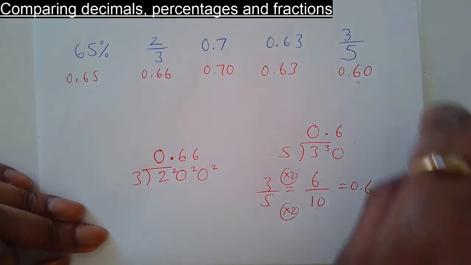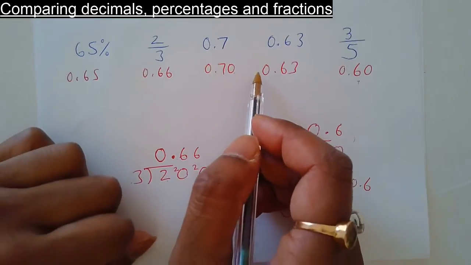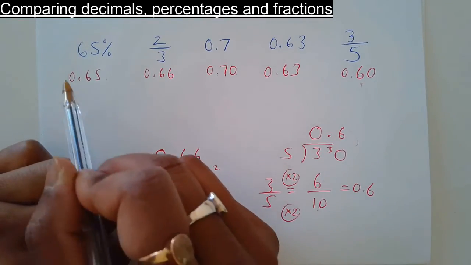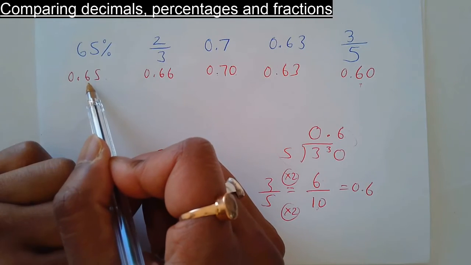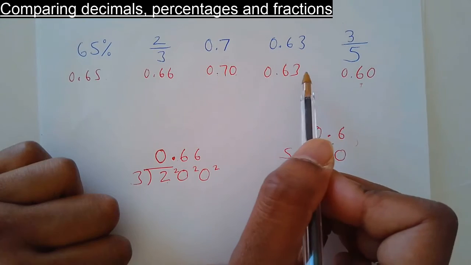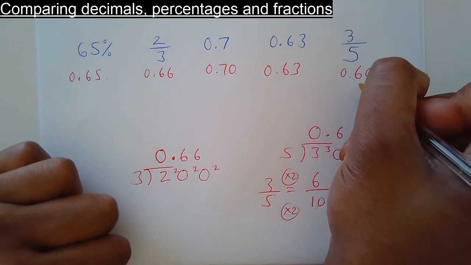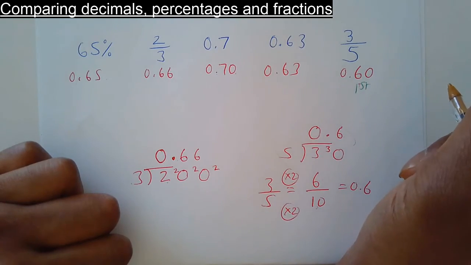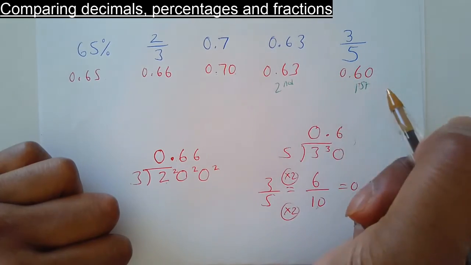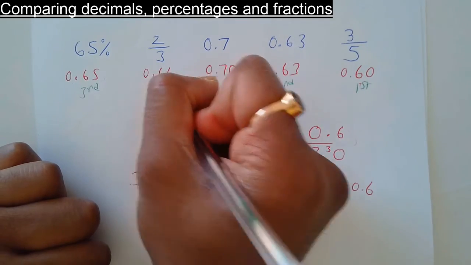So now it becomes easy to compare smallest to biggest. Well, they've all got zeros to begin with, so the units are zeros. So we've got 60, 63, 65, 66, 70. So that's your first one, smallest. Then it's this one, second, third, fourth, fifth.